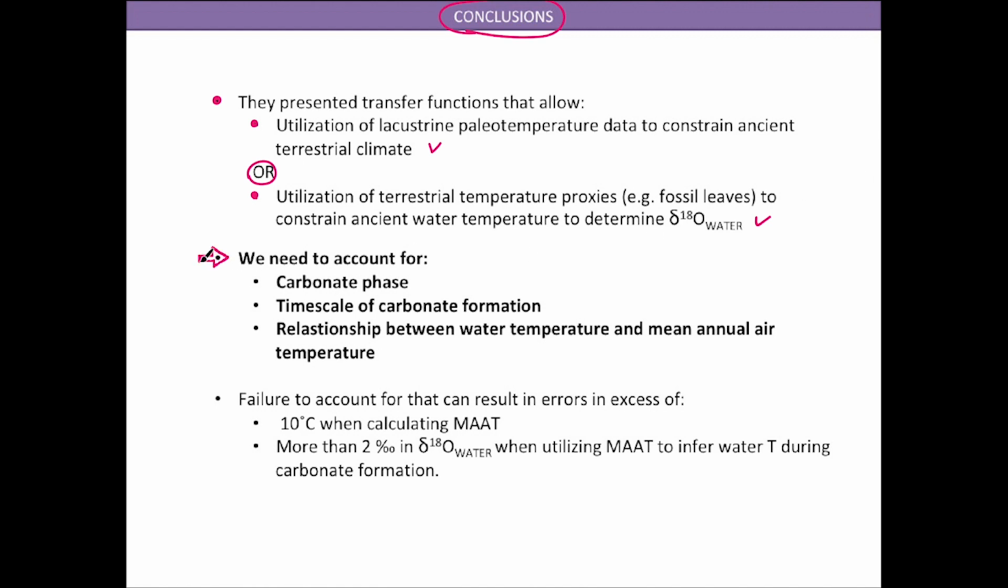To use these transfer functions, we always need to account for the carbonate phase, so if the carbonates are biotic or abiotic, the timescale of carbonate formation, and the relationship between water temperature and mean annual air temperature. If we fail to account for all of these factors, this can result in errors in excess of 10 degrees C when calculating the mean annual air temperature, or more than 2 per mil in delta weighting of the water when utilizing the mean annual air temperature to infer water temperature during carbonate formation.